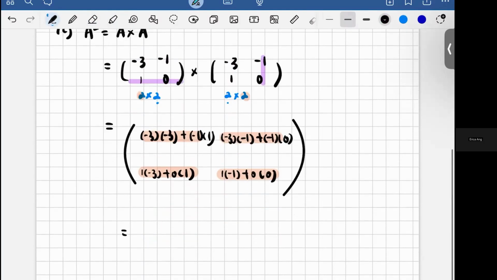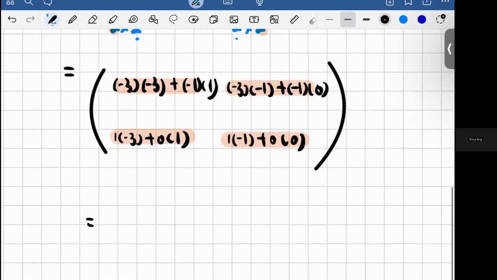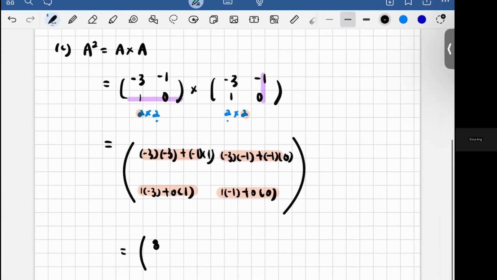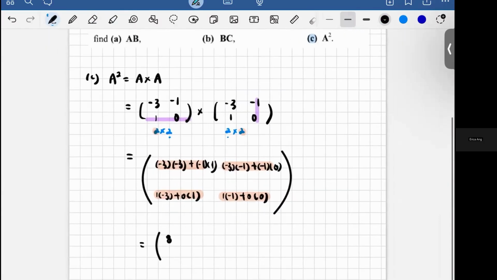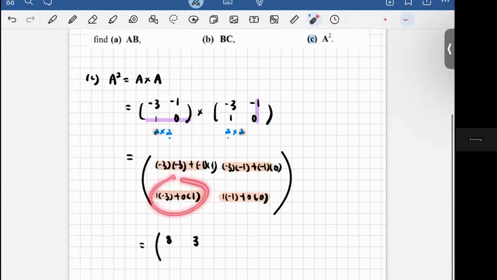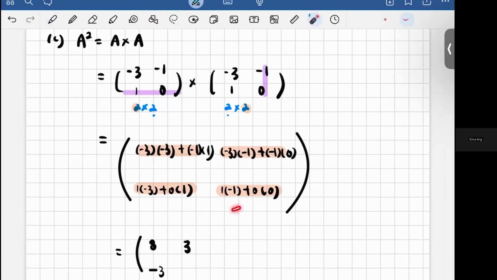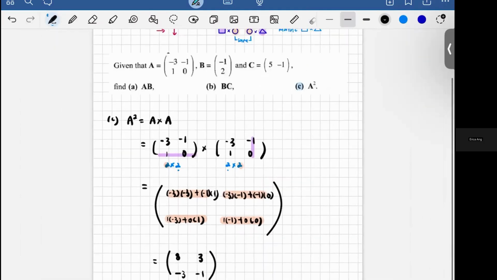Okay, now you just need to check from here. Just help me to key in your calculator. So the first one is 9 minus 1. That gives me an 8, right? Second one is 3 minus 0. So that gives me a 3 here. Okay. Bottom one over here, this is -3 plus 0. So this is -3. Okay, then the last one here, this one is a -1. Am I done? Okay, so this is how it works.